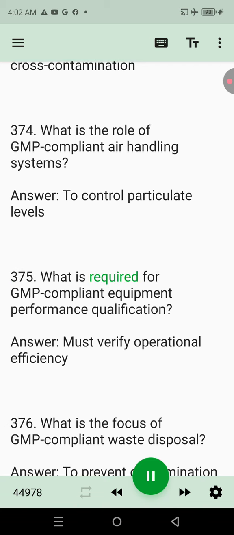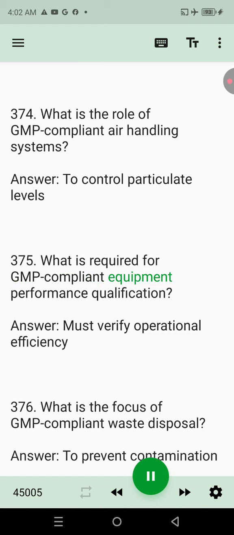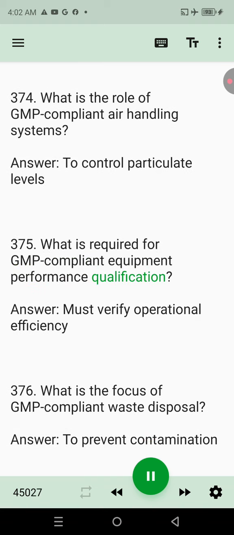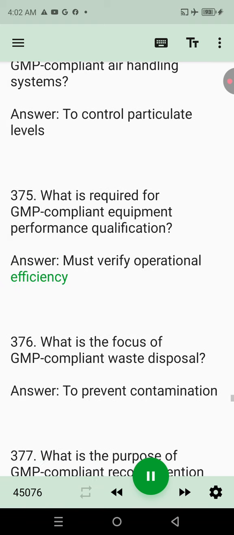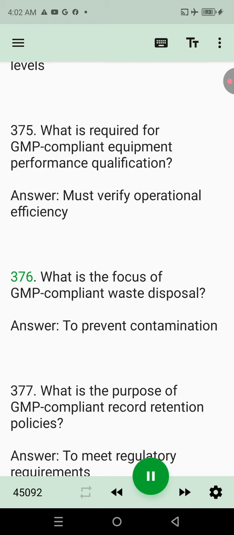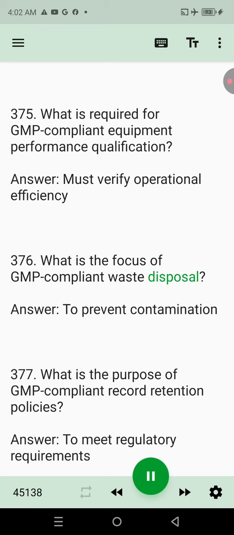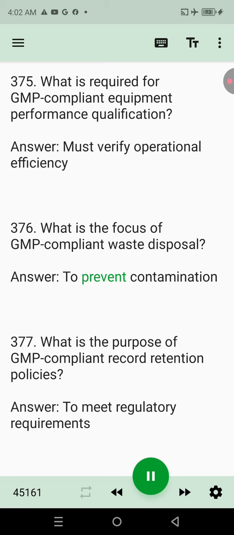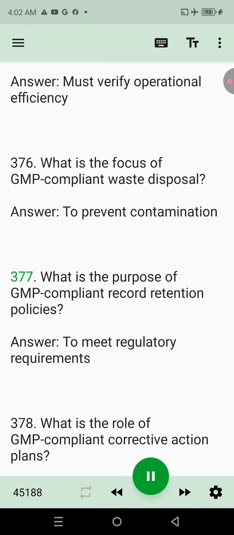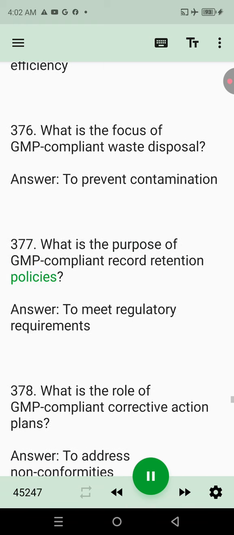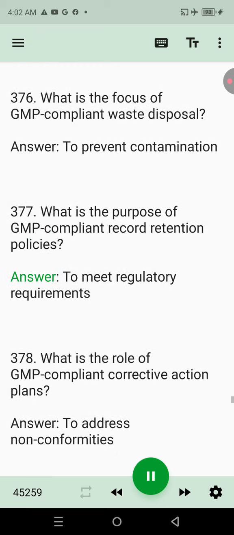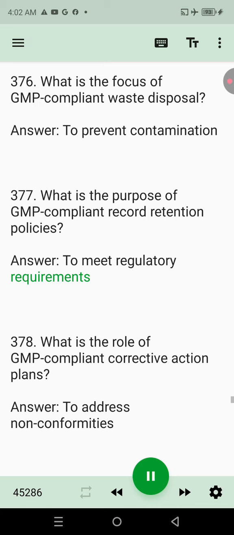375. What is required for GMP-compliant equipment performance qualification? Answer: must verify operational efficiency. 376. What is the focus of GMP-compliant waste disposal? Answer: to prevent contamination. 377. What is the purpose of GMP-compliant record retention policies? Answer: to meet regulatory requirements.